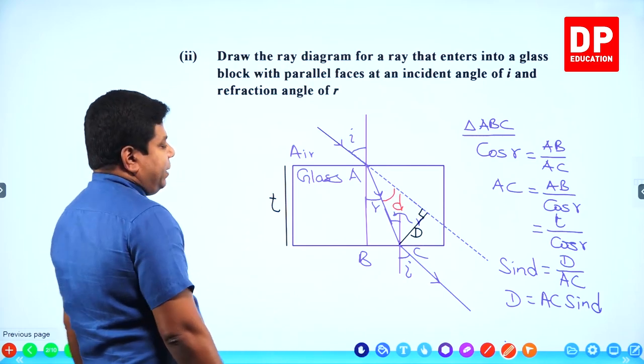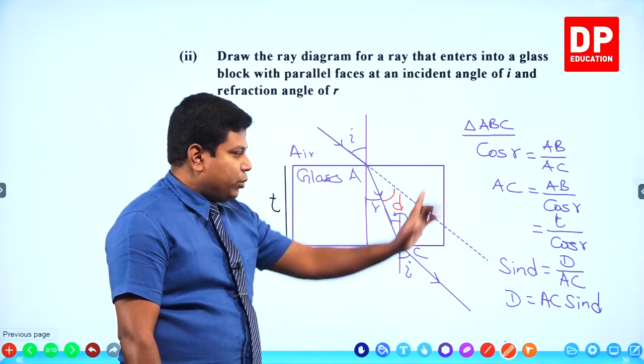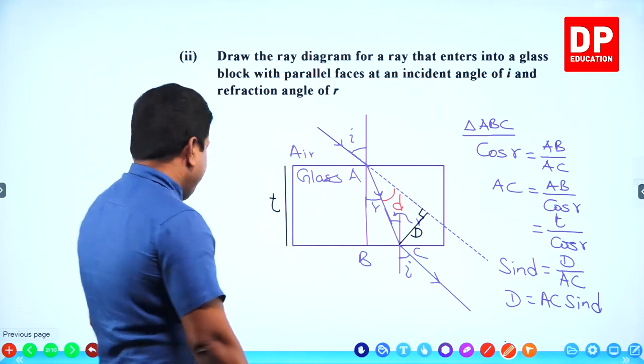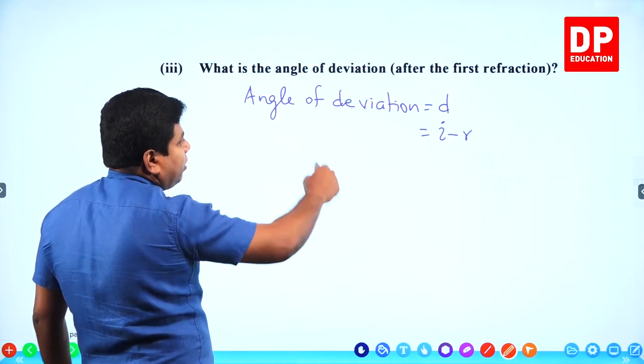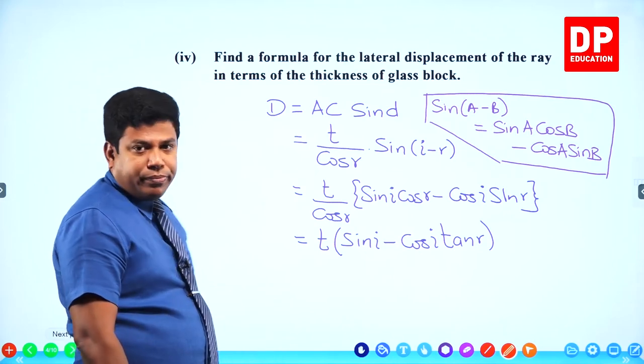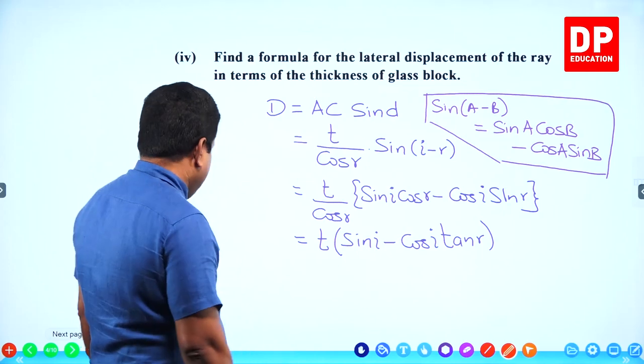D will be AC, this side, into sine D. AC we have already found, T over cos R. Sine D, D we already found, I minus R. Here D is I minus R. Substitute that, you can get this answer. Practice this, it can be tested in the exam. Practice this. Next.